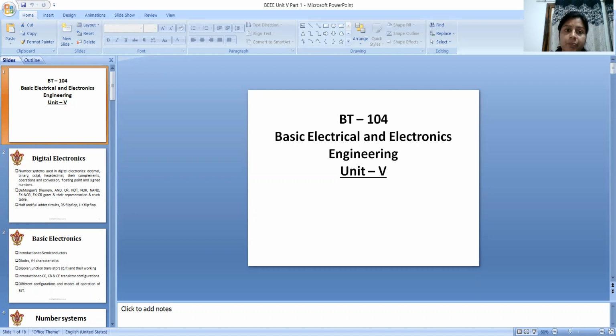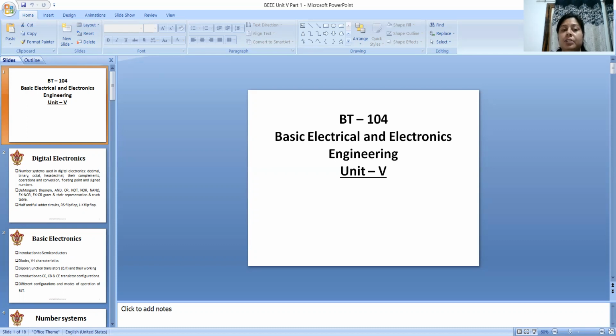Okay. After this, you will have to study some other points like introduction of semiconductors, diode, VI characteristic, bipolar junction transistor and its working, introduction to CC, CB and CE transistor configurations, different configurations and modes of operation of BJT. This is the part of unit 5. In the whole 5th unit, you will have to study all these topics.